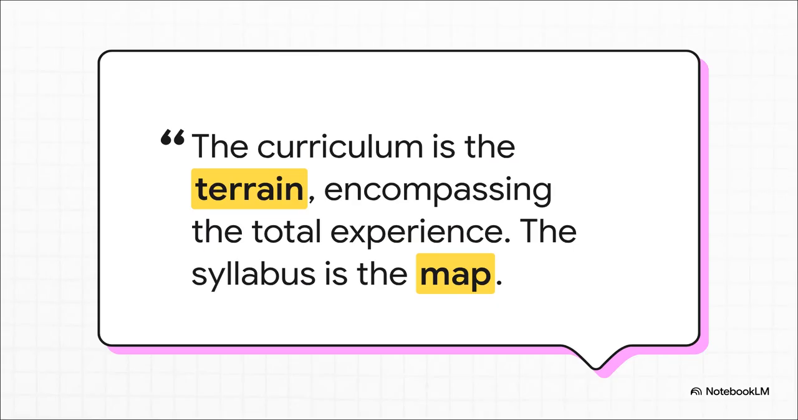And honestly, this analogy just nails it. The curriculum is the entire terrain, the whole national park, with all the mountains, forests, and rivers. It's the total experience. The syllabus? That's the map for one specific hike you're taking inside that park. It gives you the path, the landmarks, and the destination for just that leg of the trip. The map is part of the terrain, but it isn't the terrain itself.